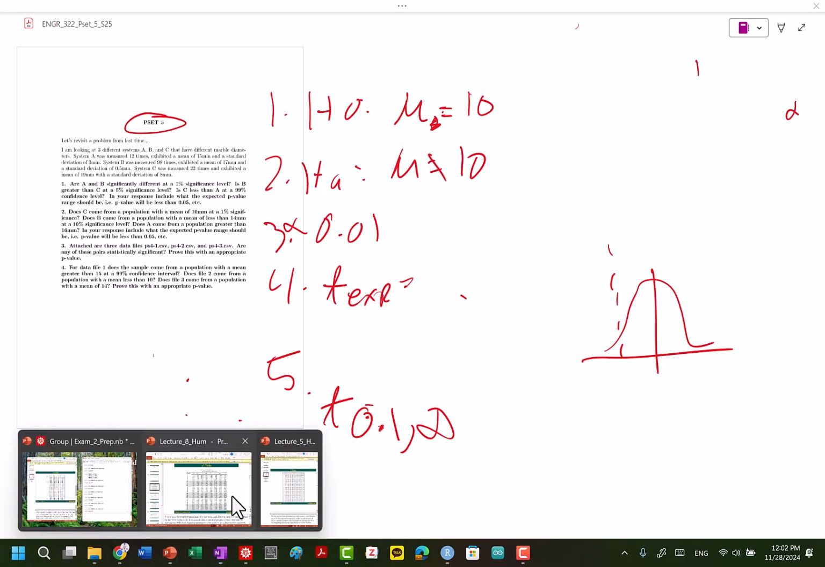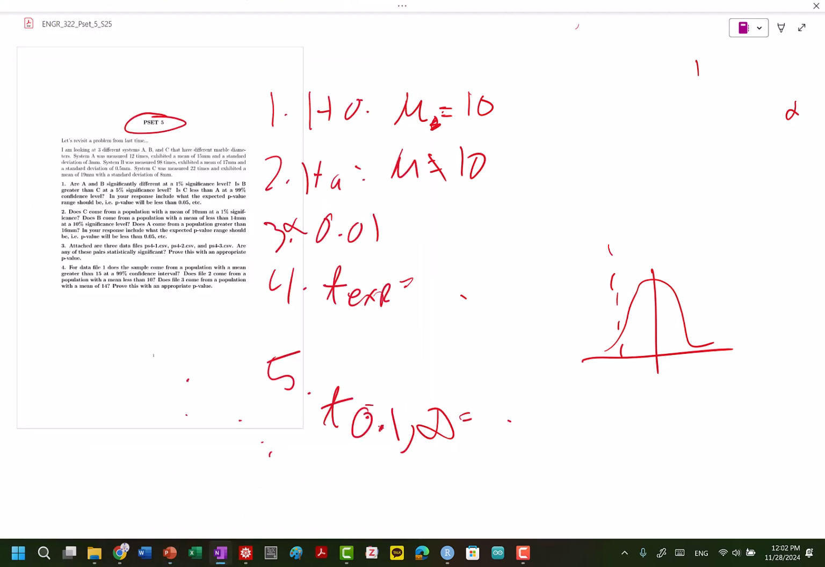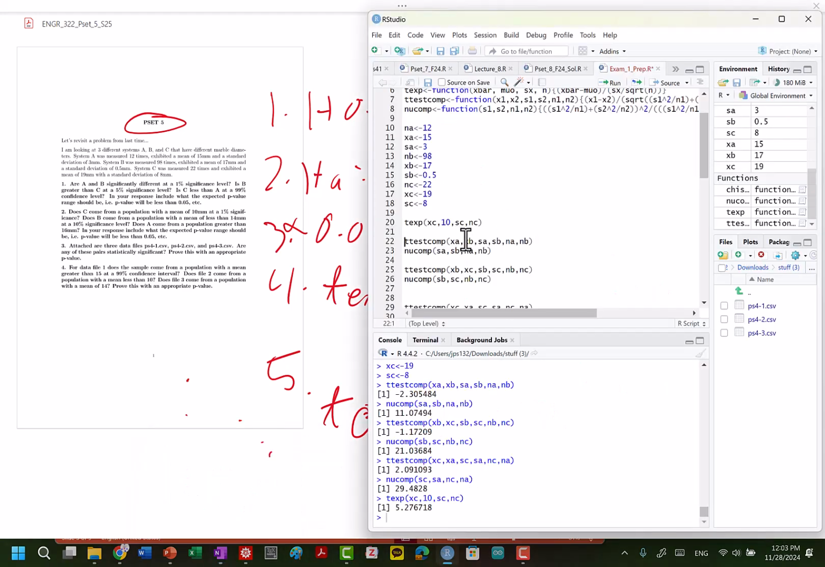10%, so that is 0.1, infinity, 1.282. Minus 1.282. I did minus because it's a left-tailed test. Our T experimental, we've got to calculate that now, and we're dealing with B. So I'm just going to copy and paste this. X of B, we're asking, is it less than 14?